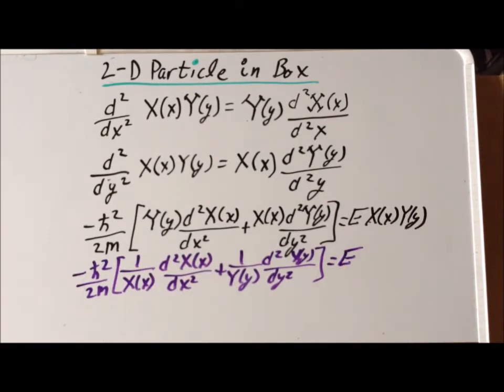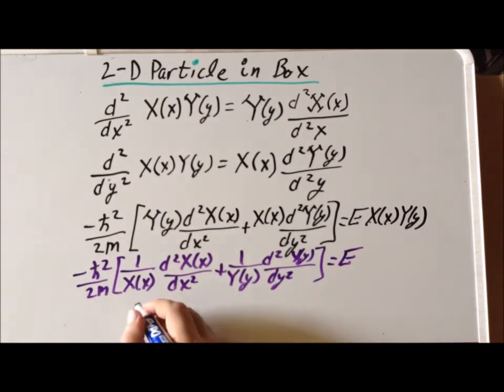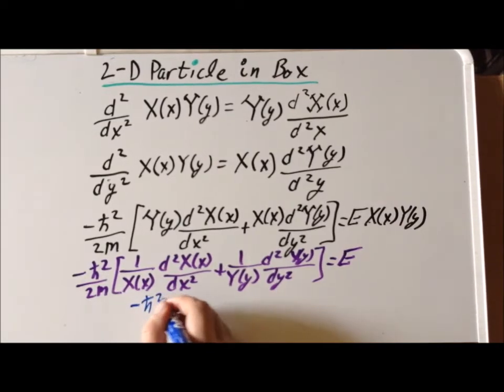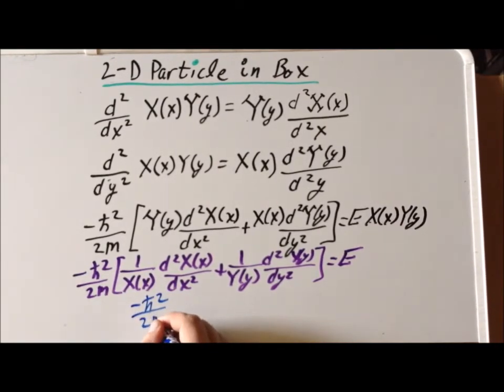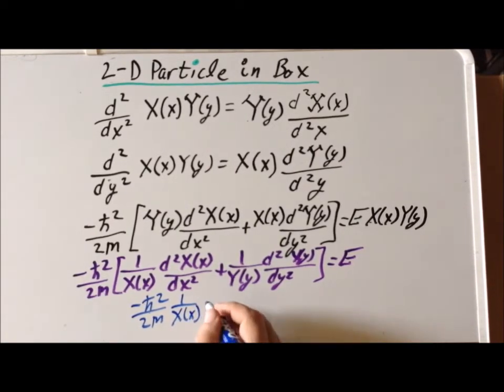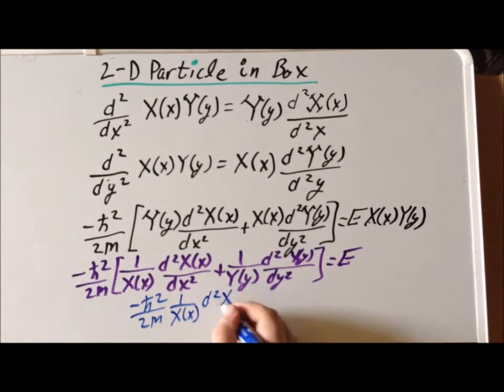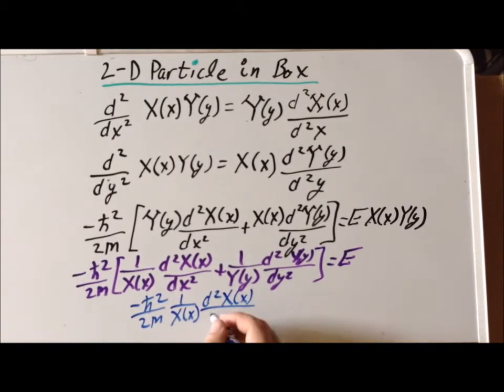So that tells us that minus h bar squared over 2m times 1 over big X of x times the second derivative of big X of x with respect to x is equal to a constant, which we'll call E sub 1.